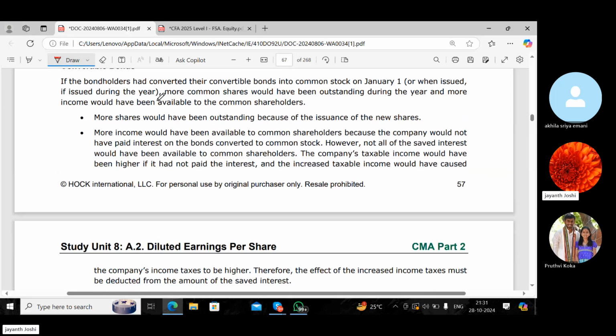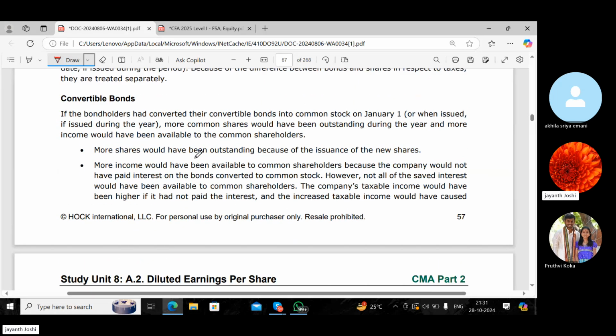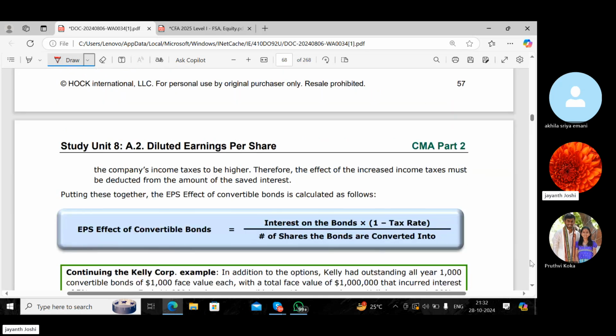Now let's take convertible bonds. Convertible bonds are nothing but they are going to get converted into equity in the coming future, and because of that, the dilution of EPS will be seen. Now, what happens with conversion of bonds? When bonds would be converted, whatever interest was supposed to be paid to bondholders will not be paid now onwards, and those bondholders will get the interest amount as a share.